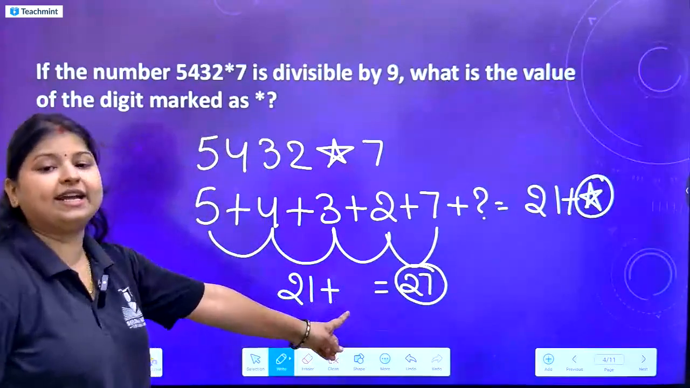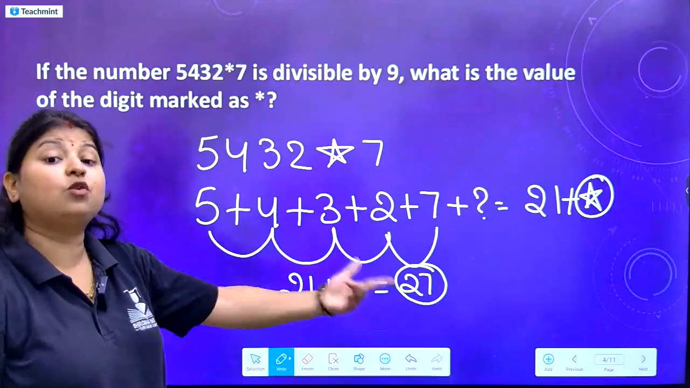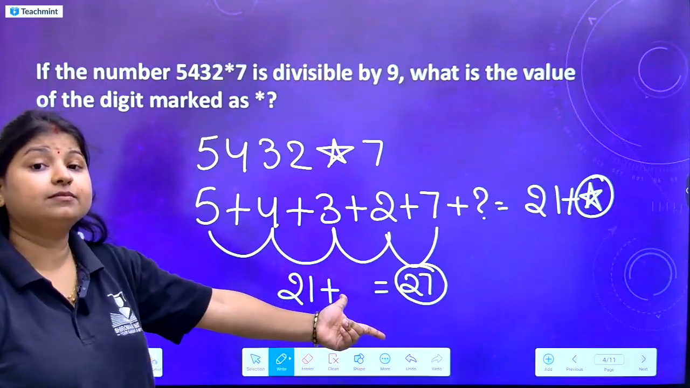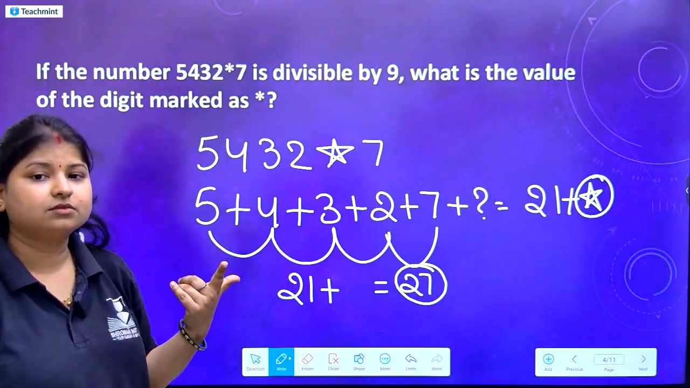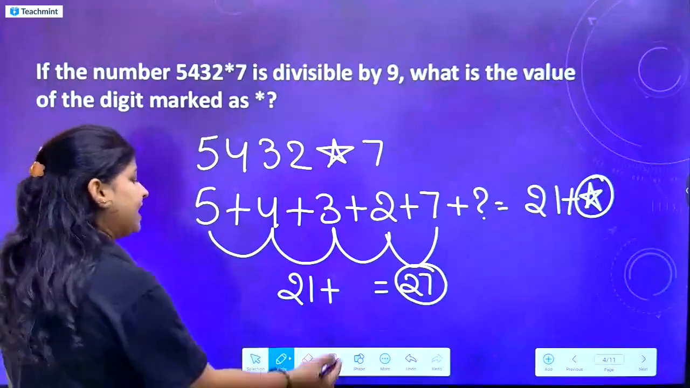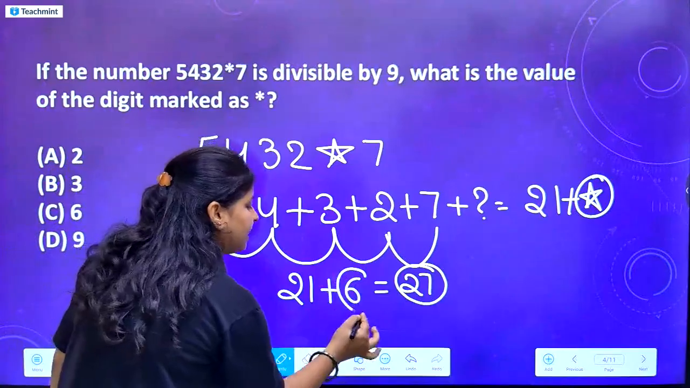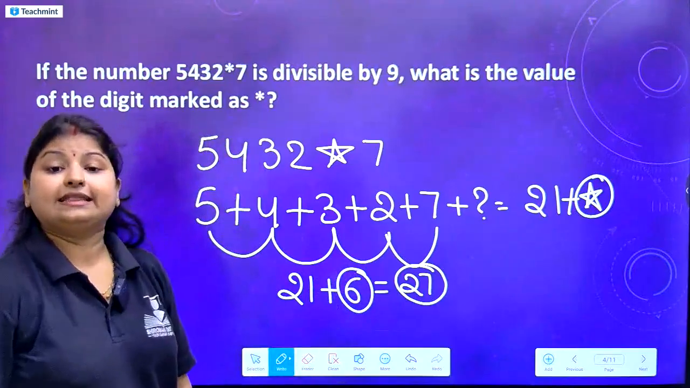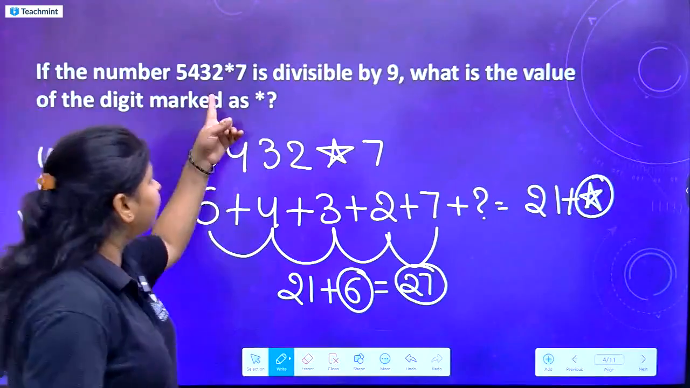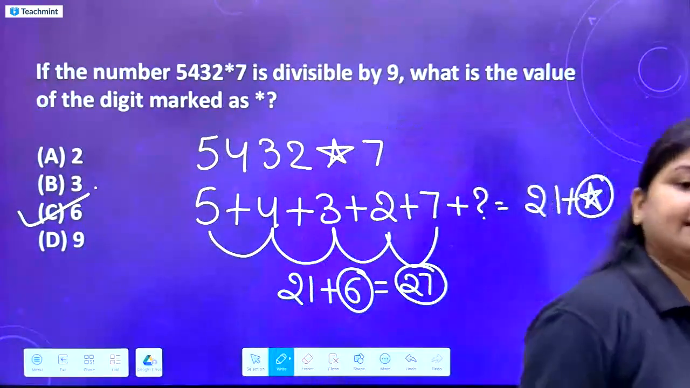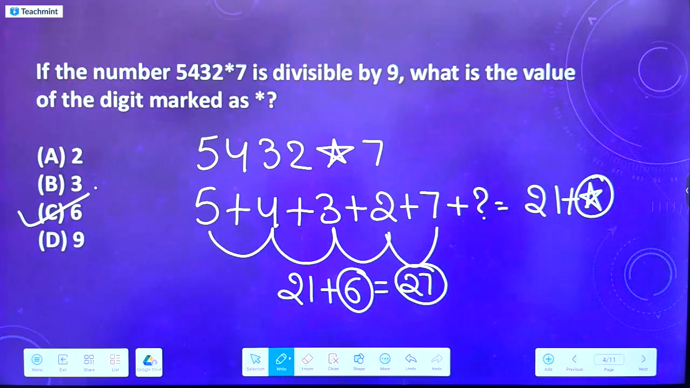What should I add here? 21 plus what is 27? Tell me. 21 plus what? 6. Yes, beta. 21 plus 6 is 27. That is why 6 will be at the place of asterisk.